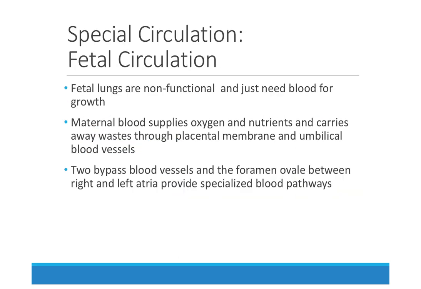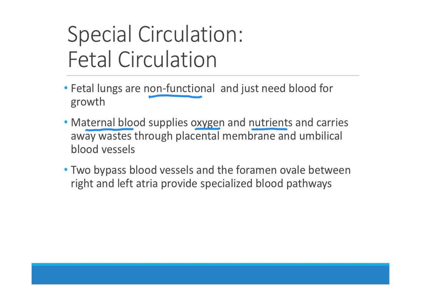I also want to mention that before birth, your circulation is a little bit different because the lungs, as they develop in utero, are non-functional. They're not doing a gas exchange, and so they just need enough blood for growth and development during that process. The blood from the mother, the maternal blood, then is the supply for oxygen and nutrients, and also takes care of removing the wastes by moving them through the placental membrane and into the mother's circulatory system.